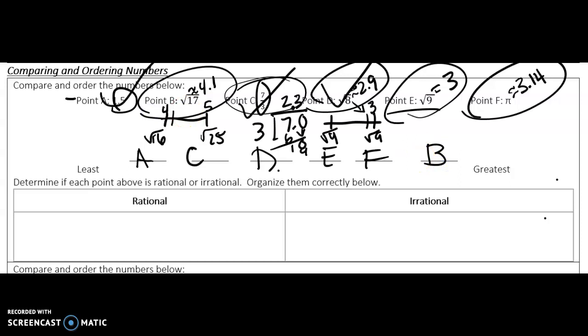Now I need to think about whether they're rational or irrational. A was a decimal number that can be written as a fraction. B was not a perfect square, so therefore it is irrational. There is no whole number we can multiply to get 17. C was already written as a fraction without pi and without imperfect square, so we're good. D we had to approximate because it's not a perfect square. E was a perfect square, it just equaled 3, which is a rational number. And pi is always irrational.